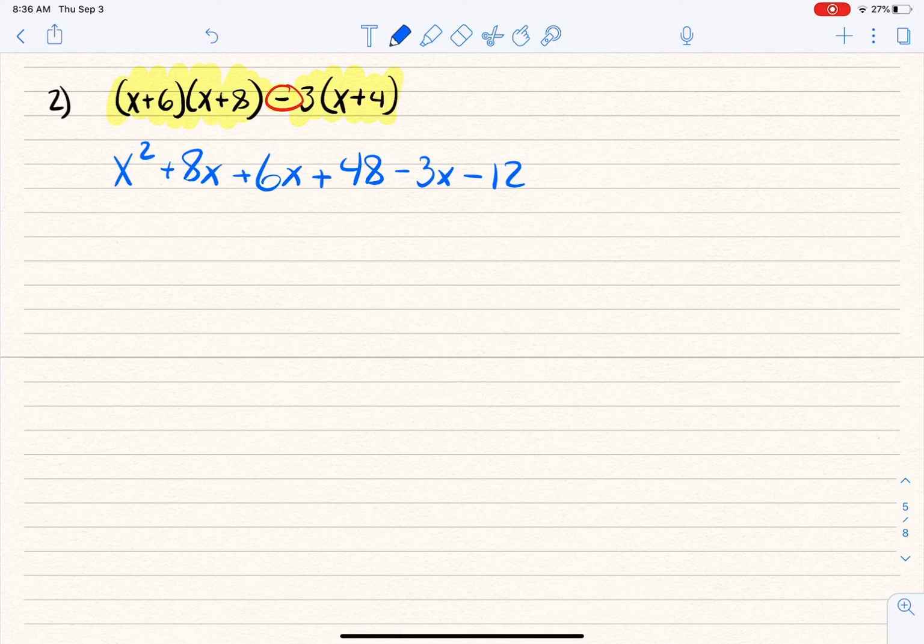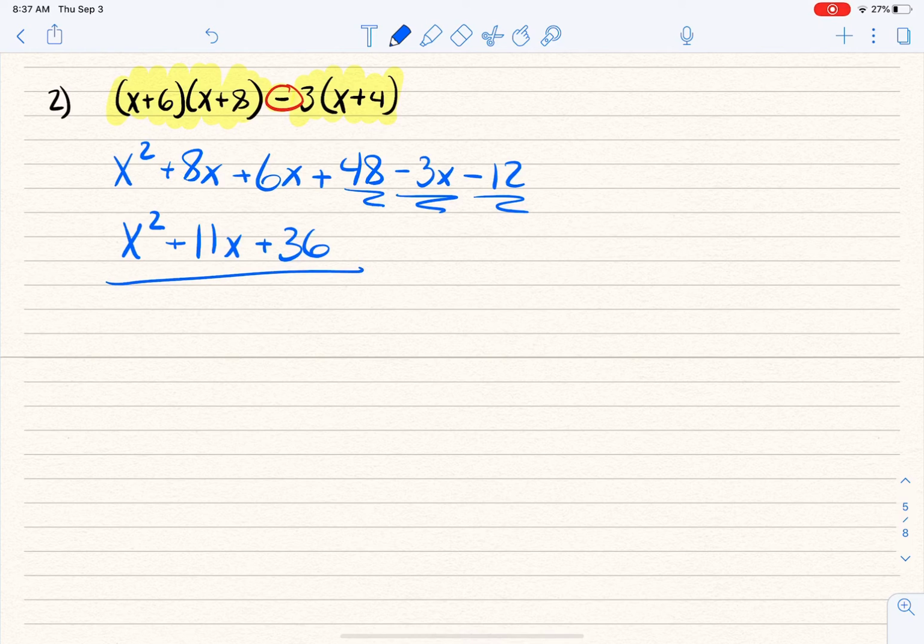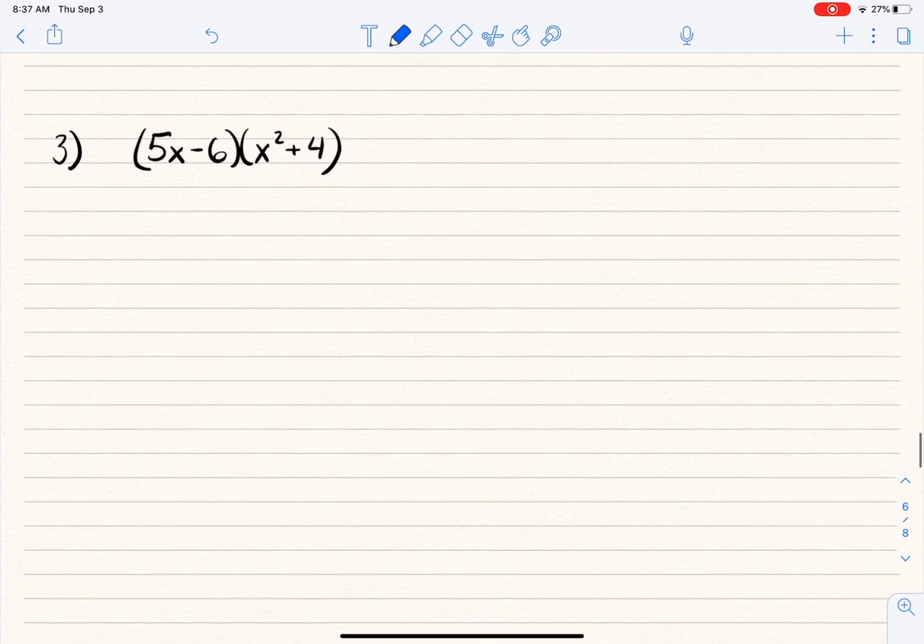And now let's combine everything. So I have x squared, 8x and 6x is 14x, but then minus 3x is 11x. And then 48 minus 12, 36. Done. All right. Number 3.